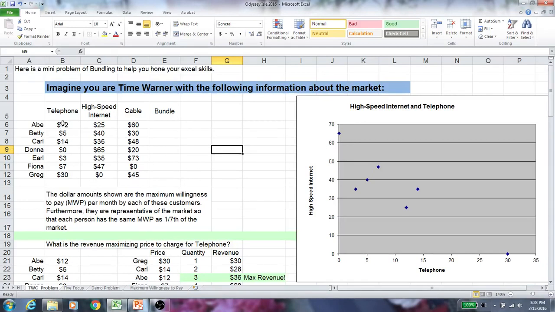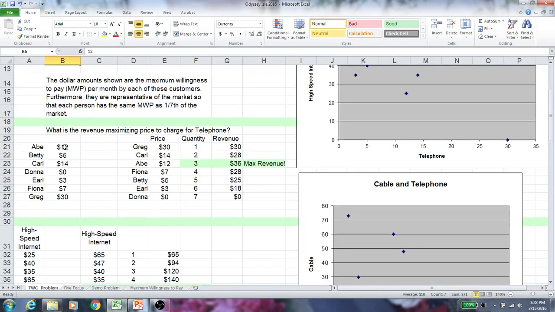So if you wanted to maximize your revenue from telephone, you could go about it this way. Take the information, copy it down here, then reorganize the information from greatest to smallest maximum to pay. Then hypothesize that if you were to charge $30 for the telephone service, you would only get one of the 7 segments to buy. You would only make $30. But if you lowered your price to $14, you would get 2 people, 2 segments to buy. Actually, down to 12, you get 3, and that's the way to maximize revenue. There's no other way, with single pricing for telephone, to make more than $36. So your best bet is to charge $12 for telephone if you're Time Warner Cable in this market.